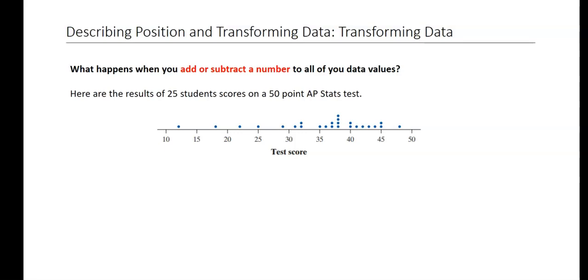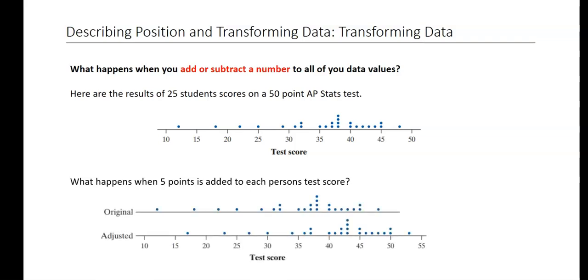So what happens when you add 5 points to each person's test score? Sometimes some teachers will even curve that way. They'll say, I'm just going to add 5 points to everyone's score. What would that do to the graph? I like the picture of it. You can see the graph just moved over 5 points. The max is now 53-ish. The min is now 17-ish instead of 12-ish.